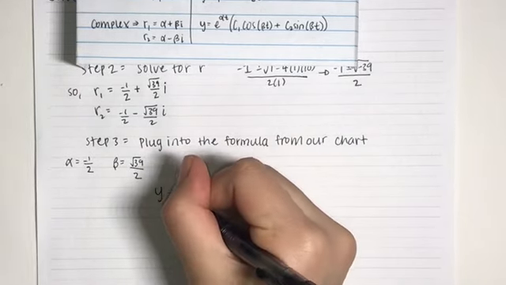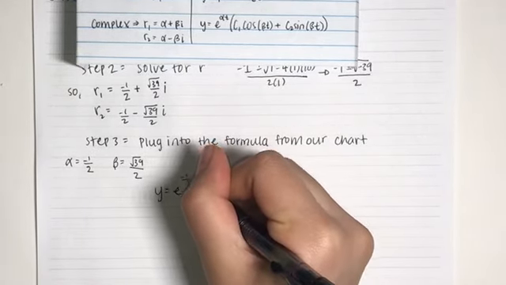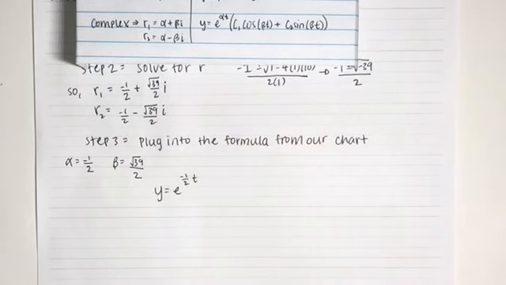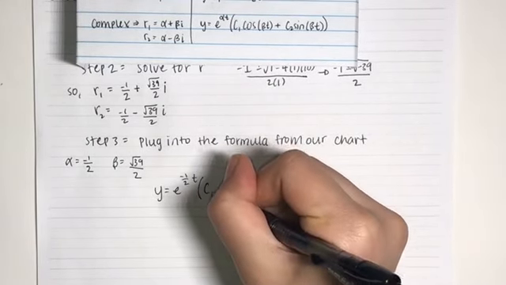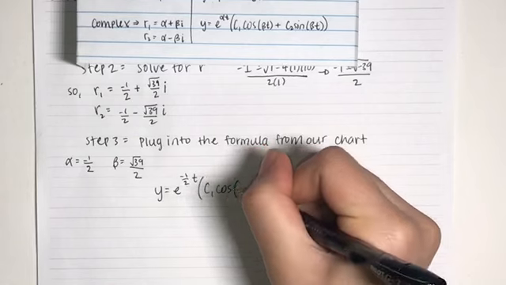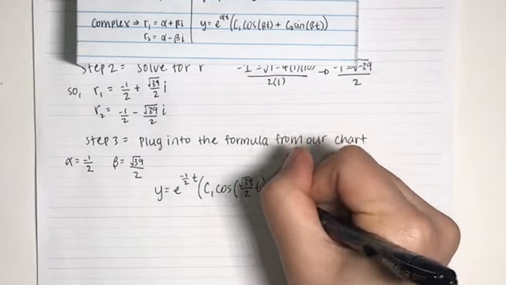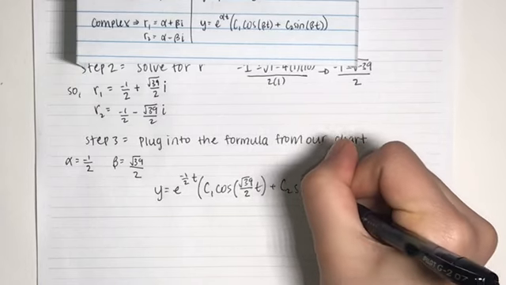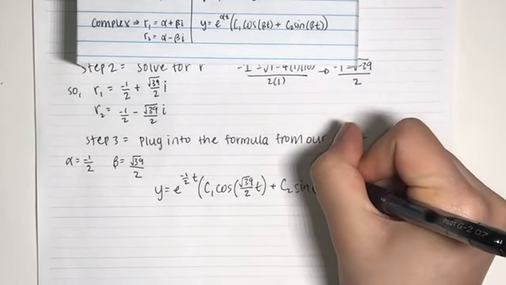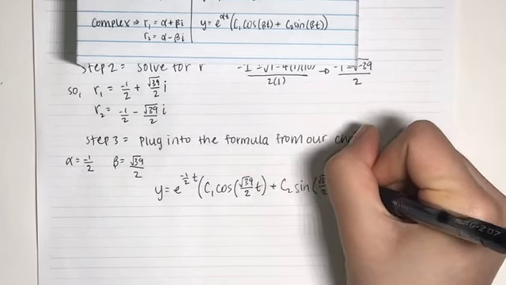So you get y equals e to the negative 1/2 t times the quantity of c1 cosine of square root 39 over 2 t plus c2 sine of square root of 39 over 2 t.